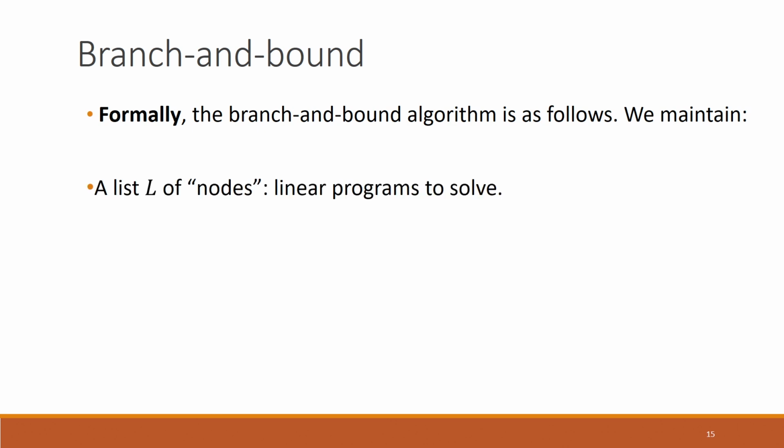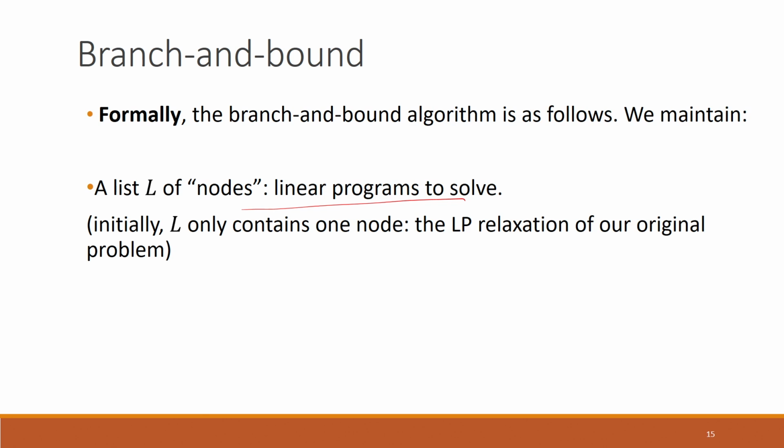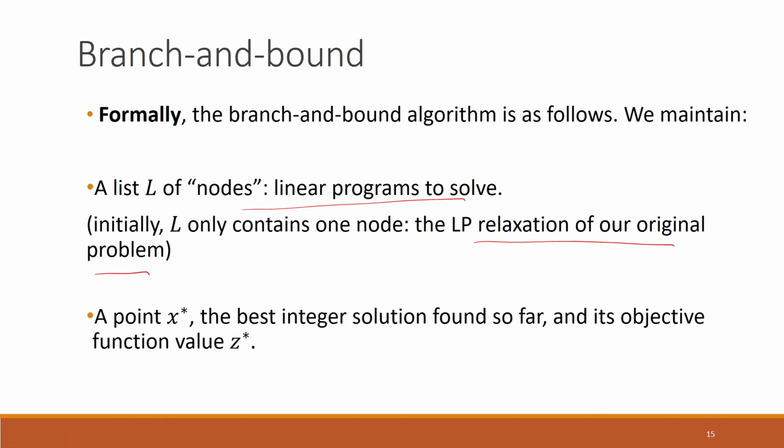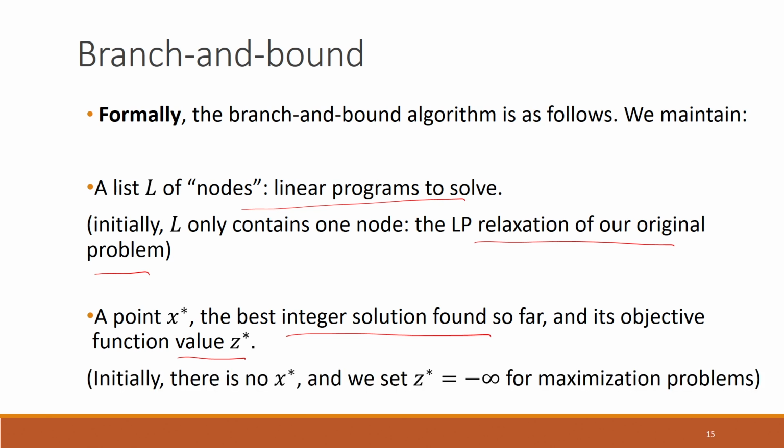We have a list of nodes here. These nodes are different linear programs that we need to solve. Initially, this list L only contains one node, that is the linear programming relaxation of our original problem. We will represent x star as the best integer solution that we have found so far and its objective function value as z star. For example, we had the solution 2 comma 2 with objective function value 18 in the previous example. Initially, we may not have any integer solution known to us, so there will be no x star, and we can set z star to minus infinity if it is a maximization problem, because any objective function value that you get later will be greater than minus infinity.